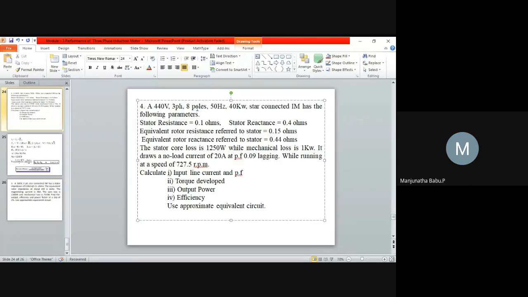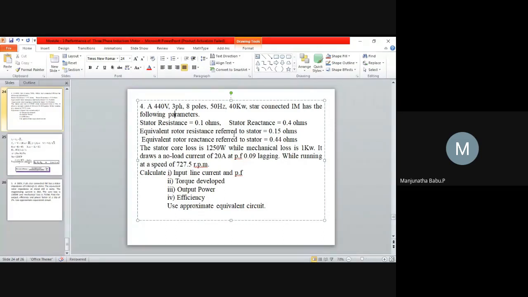So this is the data given: a 440 volts, 3-phase, 8 poles, 50 hertz, 40 kilowatts, star connected 3-phase induction motor has the following parameters. Stator resistance 0.1 ohm, stator reactance 0.4 ohms, equivalent rotor resistance referred to stator.